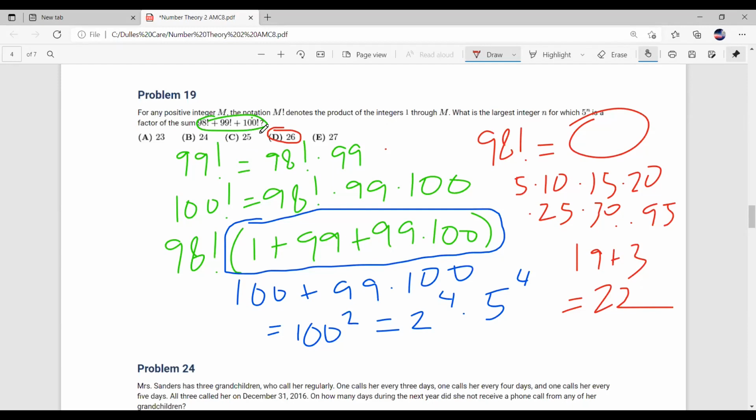is equal to 26. But why are there 4 5s in the 100? Because we get 100 squared. And since we have 2 5s in 100, then we get 2 times 2, that's 4. 100 squared is equal to 2 to the 4th times 5 to the 4th. That's basically what I'm saying. Okay, so does anyone have any questions for this? By the way, the answer is 26. It's actually equal to 19 plus 3, which is equal to 22, not 21, plus 4.